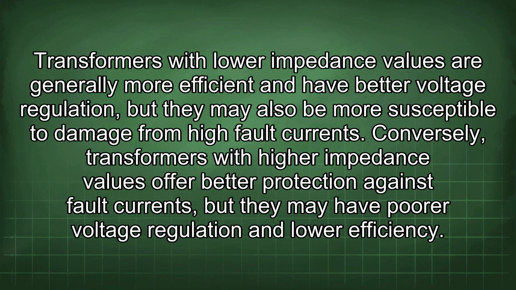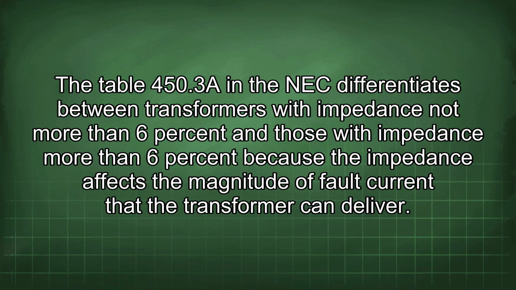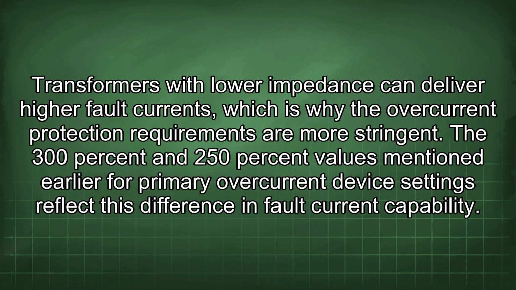lower efficiency. Table 450.3 in the NEC differentiates between transformers with impedance not more than 6% and those with impedance more than 6% because the impedance affects the magnitude of fault current that the transformer can deliver. Transformers with lower impedance can deliver higher fault currents, which is why the overcurrent protection requirements are more stringent. The 300% and 250% values mentioned earlier for primary overcurrent device settings reflect this difference in fault current capability.